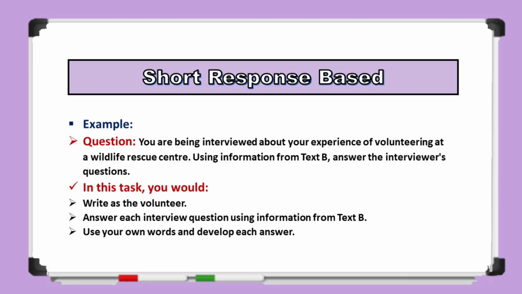Simply adopt the role assigned in the question, stay in that role throughout your response, and support your answers using relevant information from text B, along with appropriate opinions and logical development based on the passage. For example, if the question asks you to imagine that you are being interviewed about your experience of volunteering at a wildlife rescue center, then you must answer as the volunteer. Read each interview question carefully, use information from text B, write in your own words, and develop each answer instead of giving very short responses.